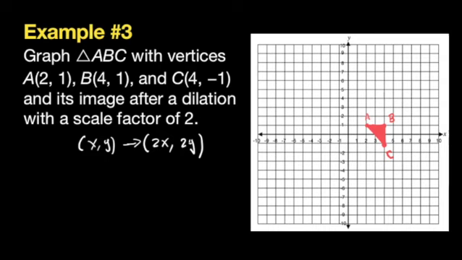The first point A is at 2, 1. If we multiply 2 times 2, it's going to give you 4. If you multiply 2 times 1, that's going to give you 2. So that means that our A is going to be at 4 and 2. And for this, I want to use a different color so you can see it.